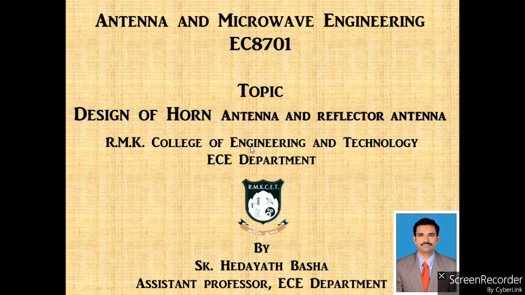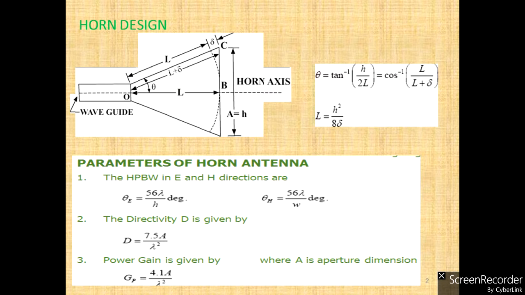Now we will see the design of horn antenna and reflector antenna. Now coming to the design of horn antenna. Initially, if you can see on the left hand side, we have a waveguide, and then we just flare the waveguide with an angle theta. Now this theta is the flaring angle.